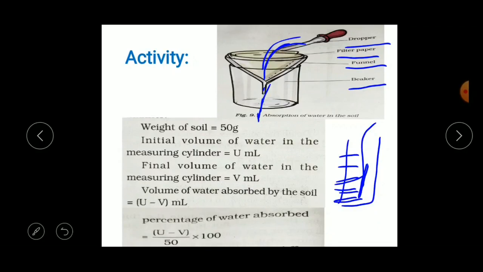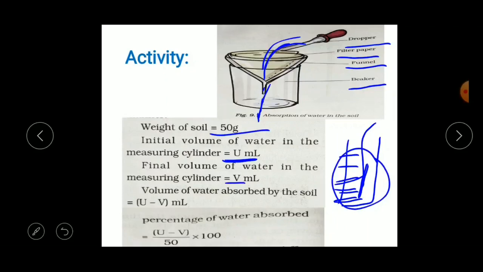How do you calculate it? The weight of soil is 50 gram, as we have taken 50 gram of soil. The initial volume of water in the measuring cylinder will be considered as U. The initial volume of water is how much water you have taken, whether 2 ml, 3 ml, 4 ml or 5 ml. Then after pouring the water, when it starts dripping into the beaker, the water remaining in the measuring cylinder will be your final volume of water, considered as V ml.